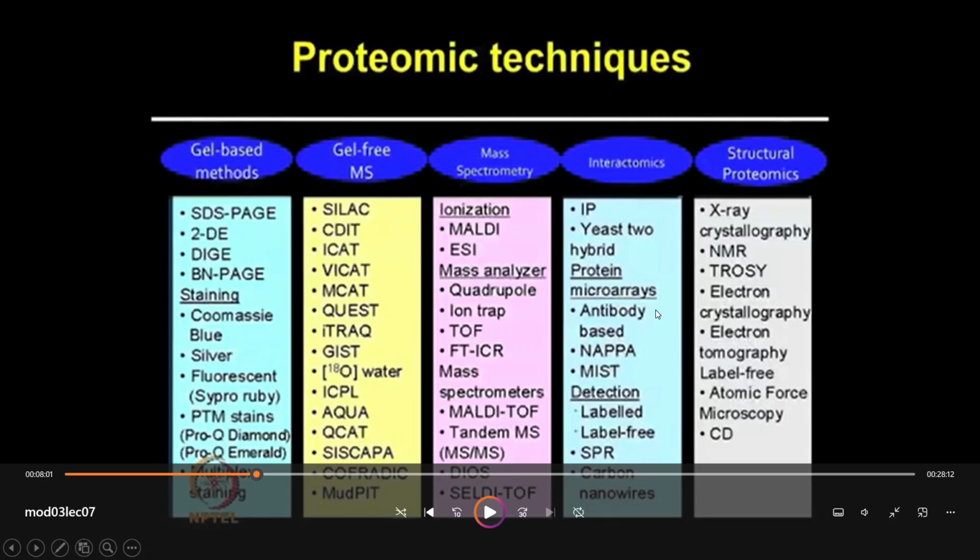Then if you want to study how protein is interacting with DNA or lipid, or basically interactomics, there are certain techniques by which you determine the interaction between proteins and some other molecule, or with the protein itself. And if you want to study the structure of the protein, X-ray crystallography is something which is used to understand the structure of protein. Along with that, there are other techniques as well, like NMR, electron crystallography, etc. So there are different ways of studying proteins, but we are dealing with only the gel-based one.